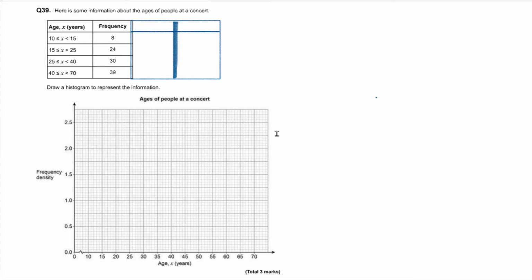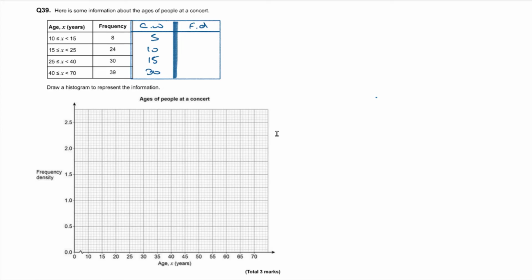Right, so then let's work this out. So this is going to be class width, and this is going to be frequency density, like before. Okay, so class width from 10 to 15, that's got class width of 5. 15 to 25, that's 10. 25 to 40, that's 15. And from 40 to 70, that's 30.